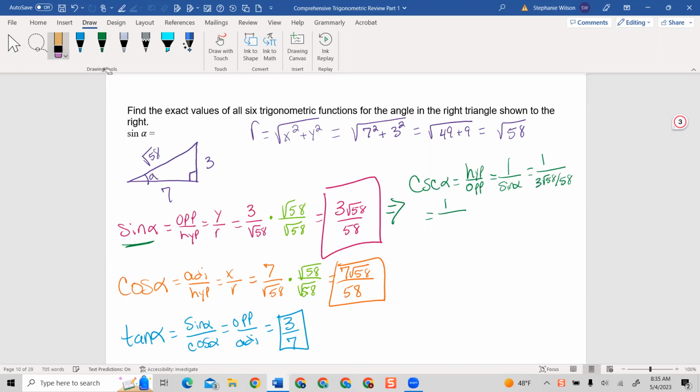So now doing that, I'm going to use my basic math, and I'm going to say 1 divided by that 3 square root of 58 divided by 58. And I'm going to use keep, change, flip. So I got 1 times that 58 over 3 square root of 58. So now I get what? 58 over 3 square root of 58. And we can't have that in our end answer. So I'm going to have to multiply by the conjugate, which is square root of 58.